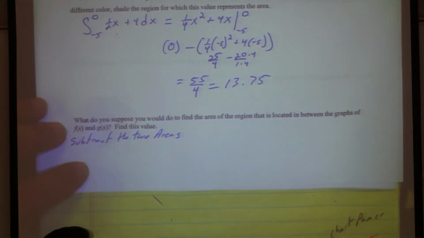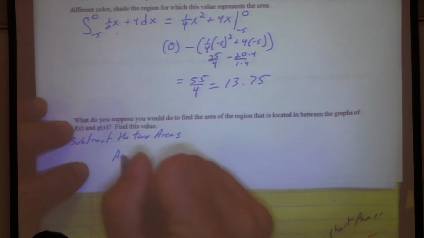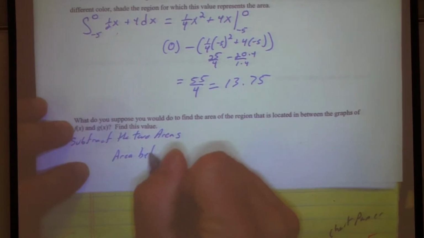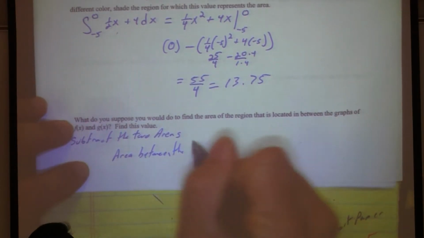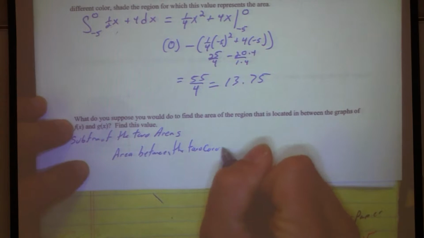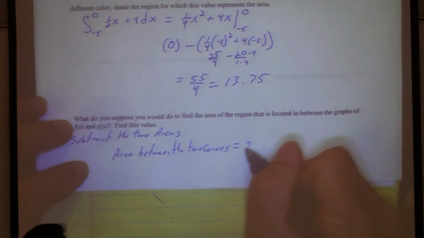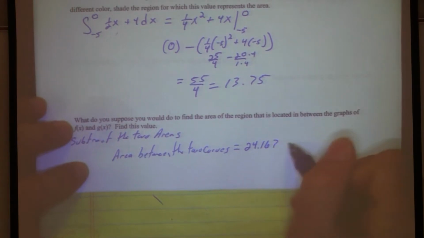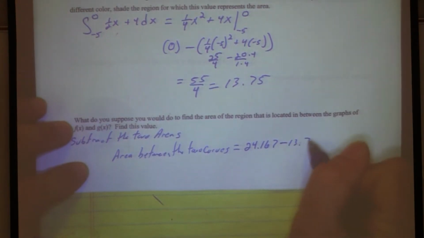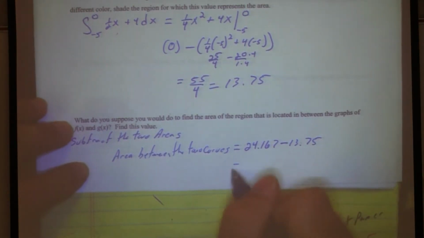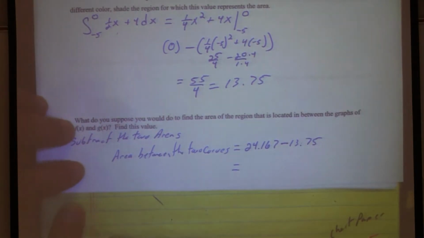So in order to do that, to get the area between the two curves, you said to subtract the two, right? So you're saying it should be 24.167 minus 13.75? Or should it be the other way around?